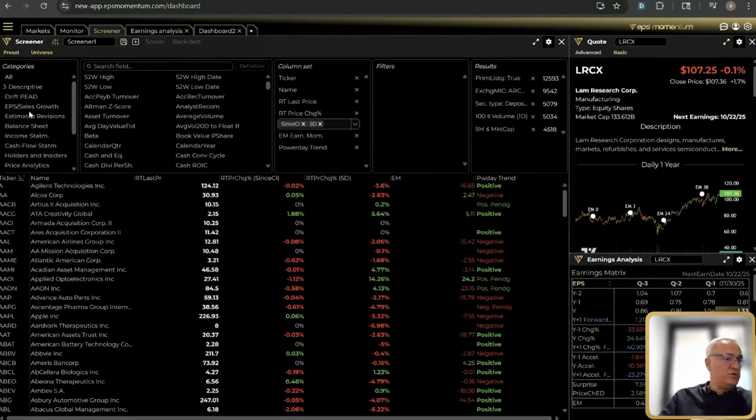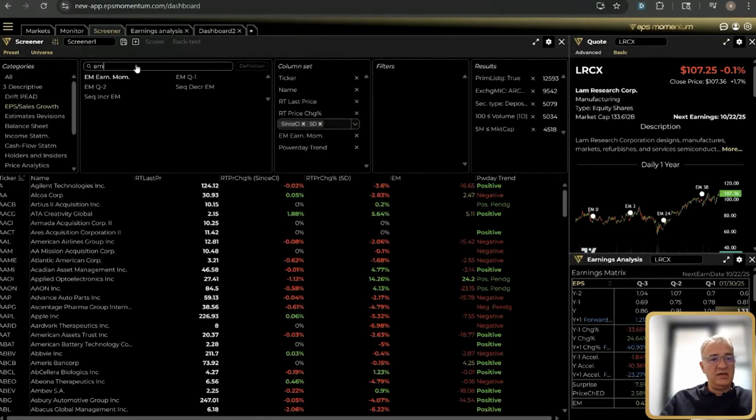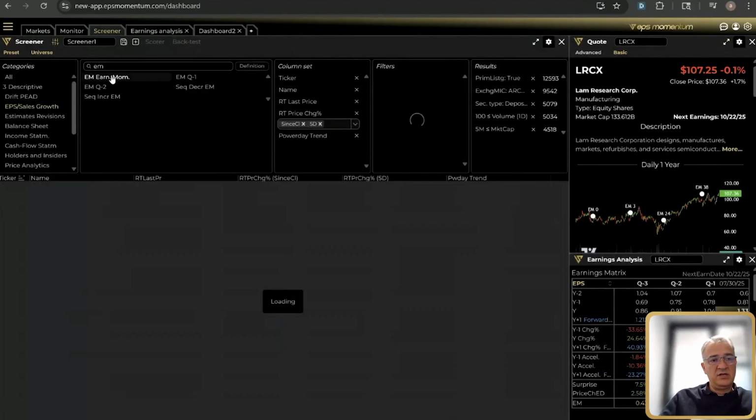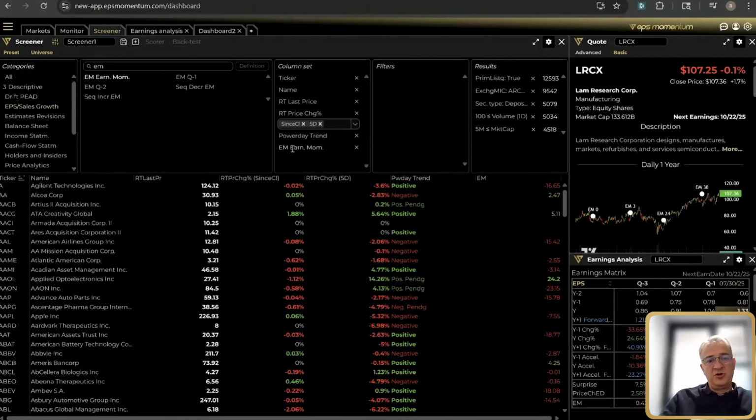So the screener has categories, fields, column set, filters, and results, right? Categories are here on the side. I can look for earning growth, or I can search for a specific field, like EM, earning momentum, right? If I type earnings or EM, this is what I'm getting. So I can click here. It will show here as a variable. When I click on it, it will show here as a filter.